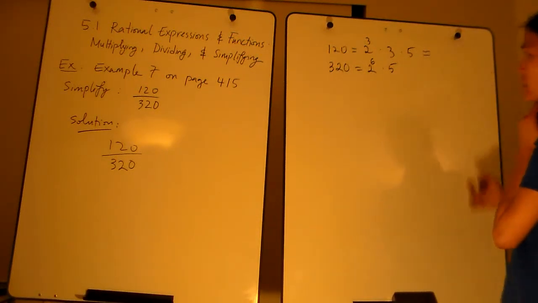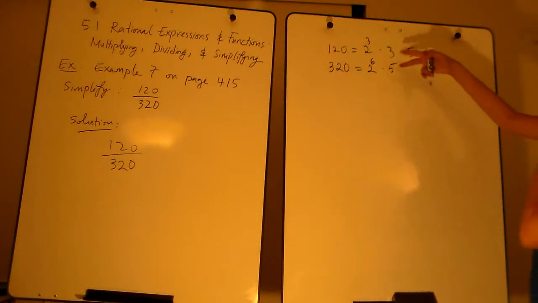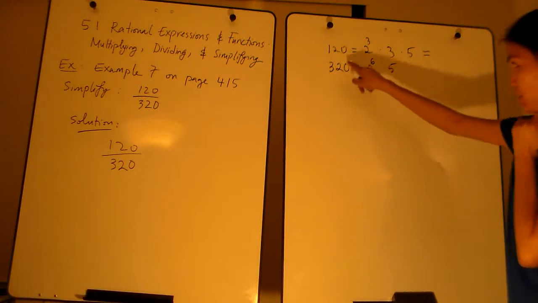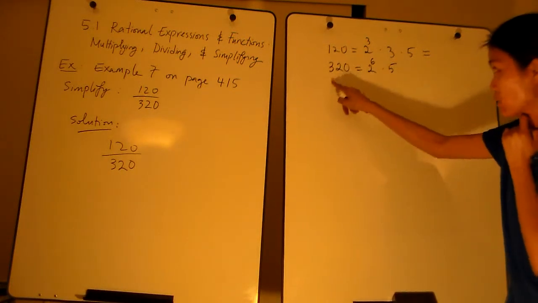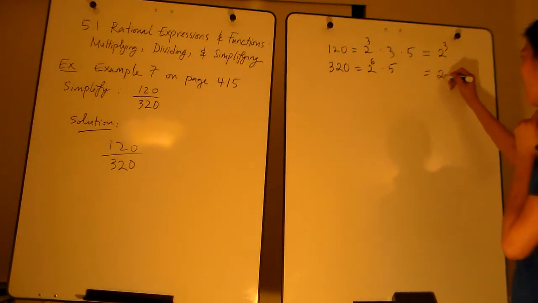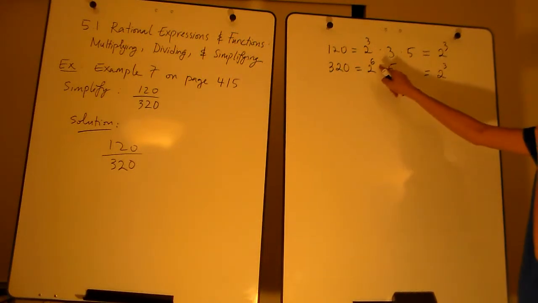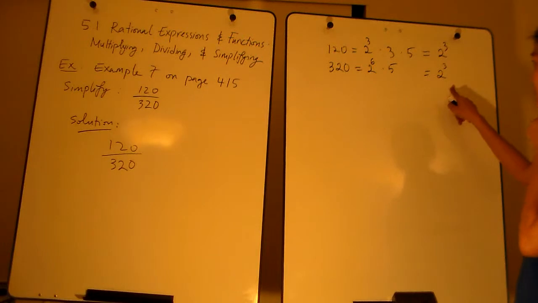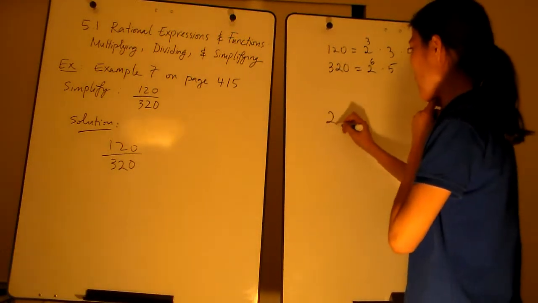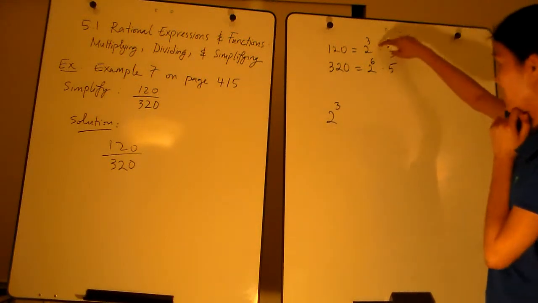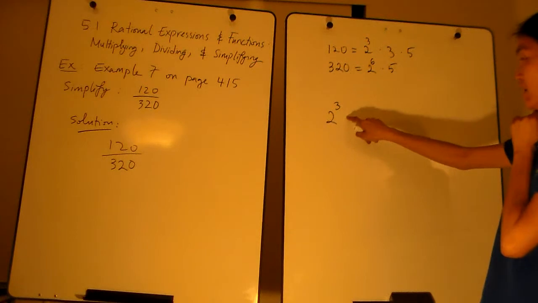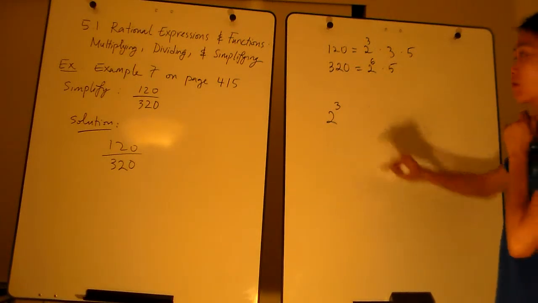Now let's see, the maximum power of 2 we can divide out of both 120 and 320 is 2 to the third, because 120 has 2 to the third and 320 has 2 to the 6th. So you can factor out 2 to the third. This has more than 2 to the third, so it's fine.